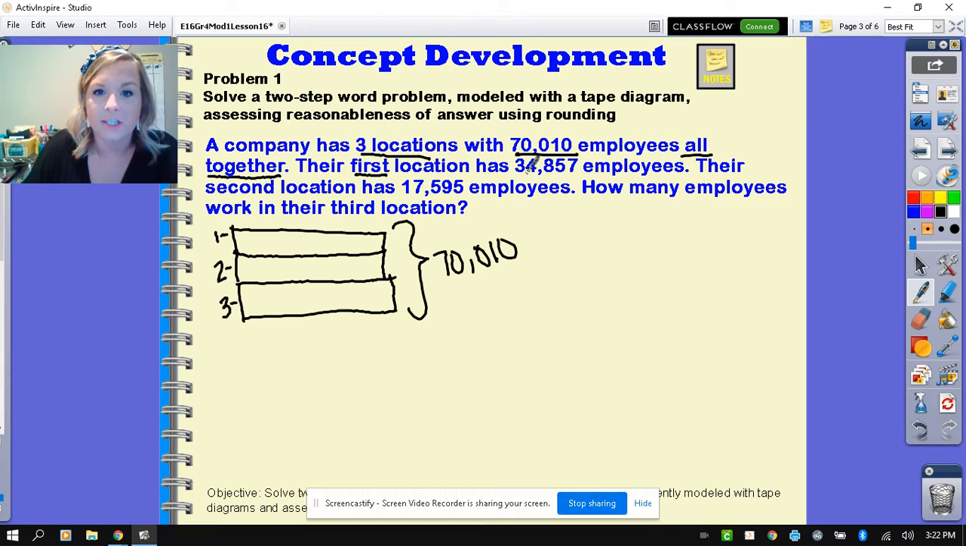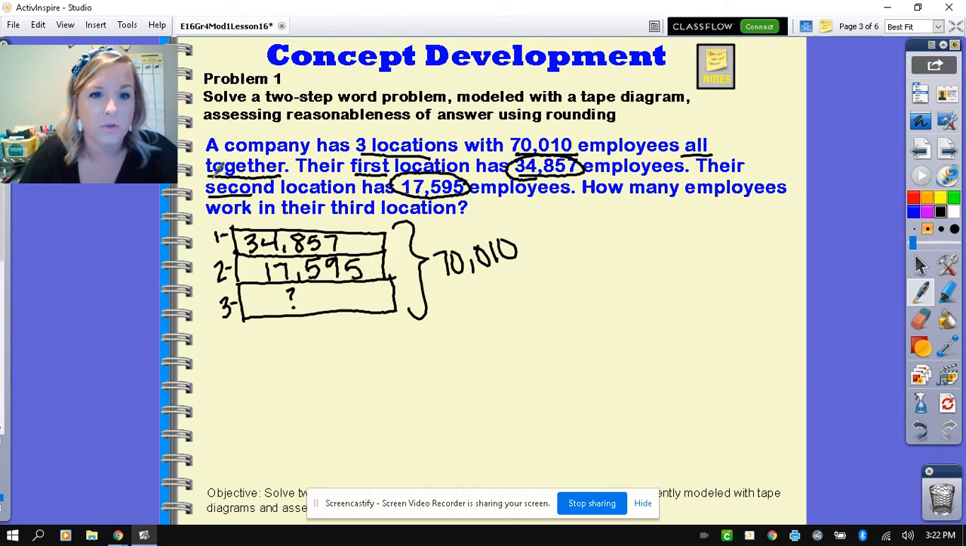The first location has 34,857 employees. So here's my first location, and it has 34,857 employees. Their second location has 17,595 employees. And it says how many employees work in their third location. So here's what we're trying to find out. These tape diagrams help you understand what you're truly solving, and that's why we're going to use them, and then we'll write our answer as a statement at the end.